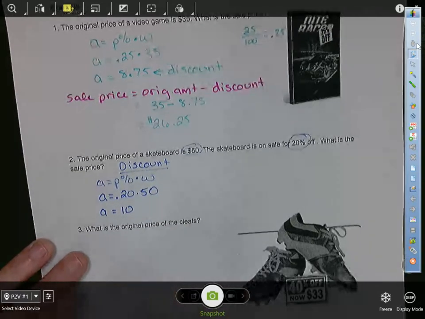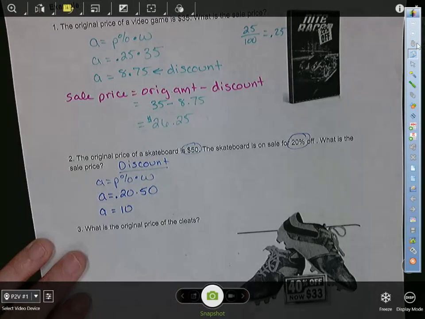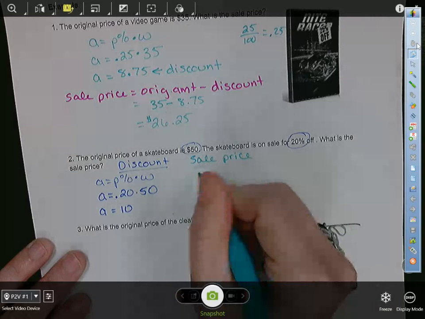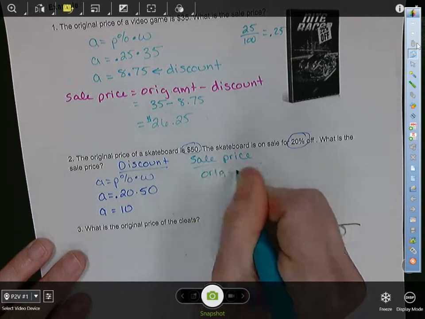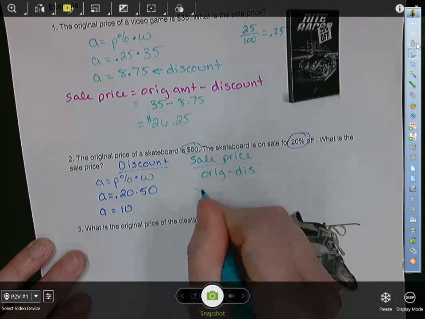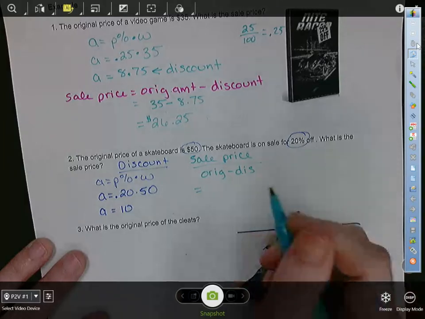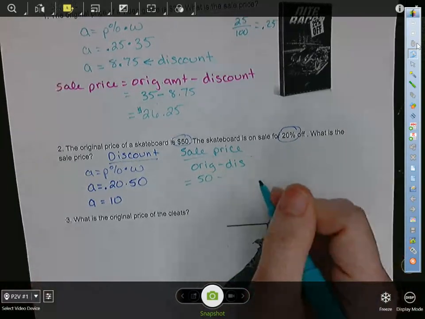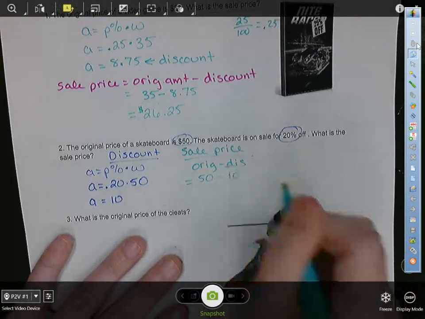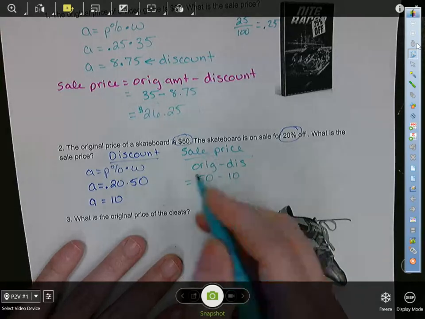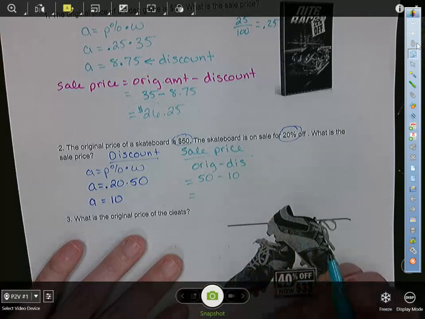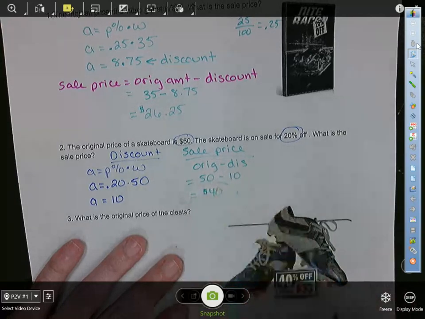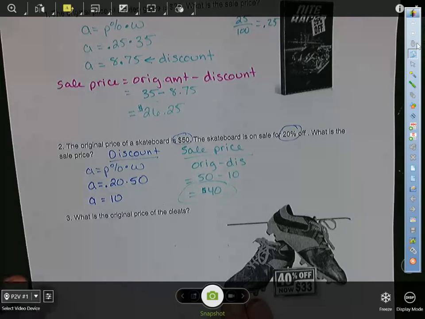Okay. So to find the sale price, you take the original amount and you subtract the discount. Okay. So what was my original amount? Yeah, so my original amount was 50. And how much was my discount? Yeah, so my discount was 10. And then to find your sale price, you've got to do 50 minus 10. And so what would the sale price be? Okay, yeah, so the sale price would be $40. Okay, so the skateboard, I would get it on sale for 40 bucks.